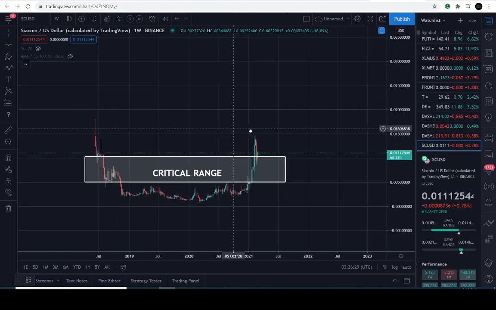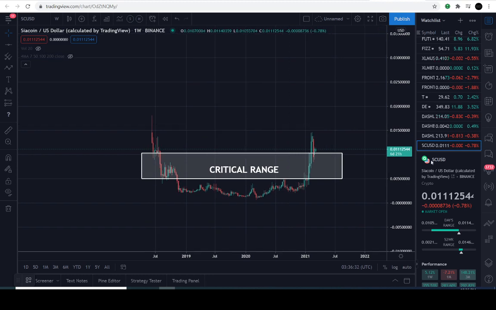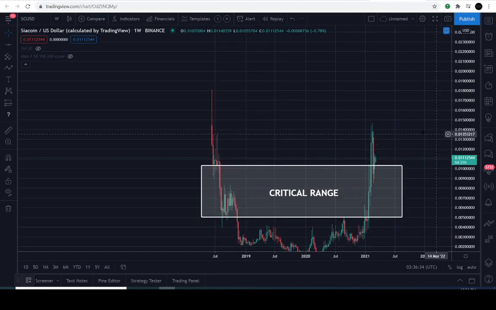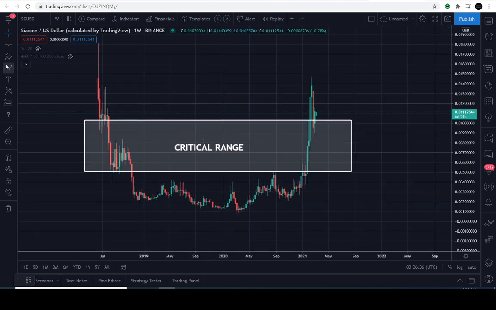Well, I don't think we went over the critical range. Now remember, you have to write these numbers down. It's below 1 penny, so the critical range is going to be in between. I think we already went over. Let's just go over it one more time.